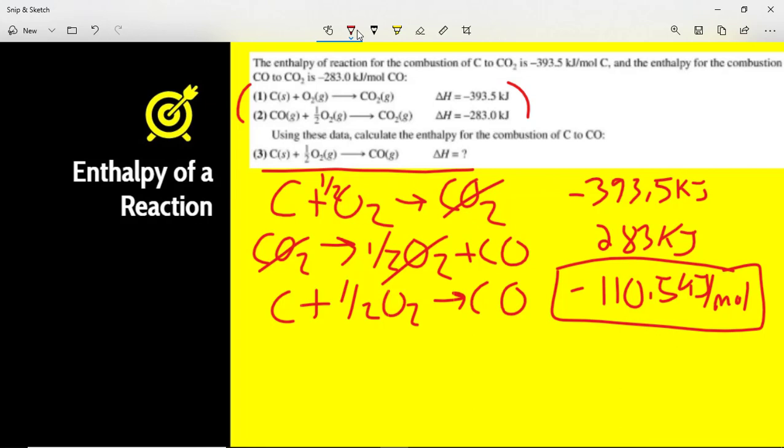You just have to look and see how you can rearrange those equations to get what you need to cancel. And then once you get all those things canceled, rearrange your signs, or if you have to do some multiplication of your coefficients, take care of that. And then just simply add, and that calculates the enthalpy of the reaction. Pretty straightforward. Let's do one more problem.